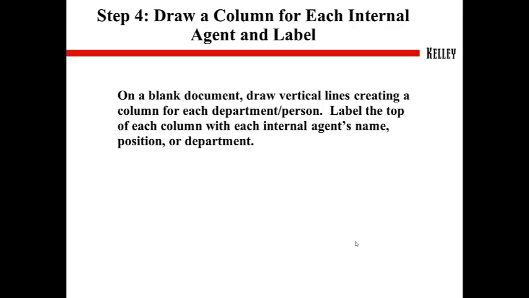Step number 4. Draw a column for each internal agent and label it. So on a blank sheet of paper, draw a vertical line, and we'll have a label at the top of the left column, and it will be labeled with the first internal agent, mail department clerk, and the label on the right will be the back office cashier.